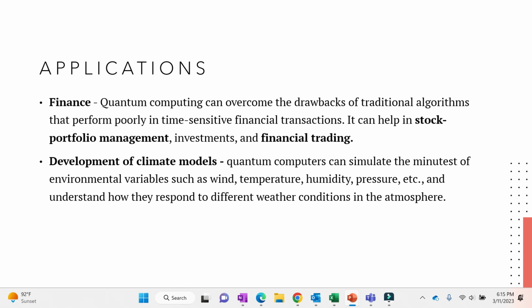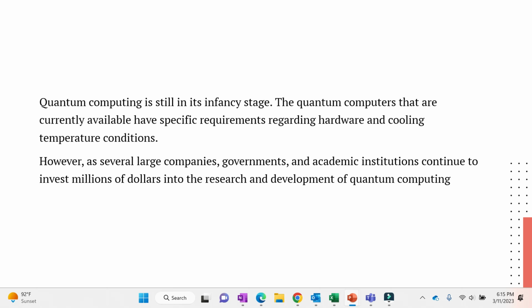So there are many applications of quantum computing. These are just a few of them. But what we need to understand is that quantum computing is not that widely used till today. It's still in its infancy stage, and it is available for specific requirements. Quantum computing is still evolving, and the reason is that these computers have their own specific requirements about hardware, temperature conditions, and the way they are built.